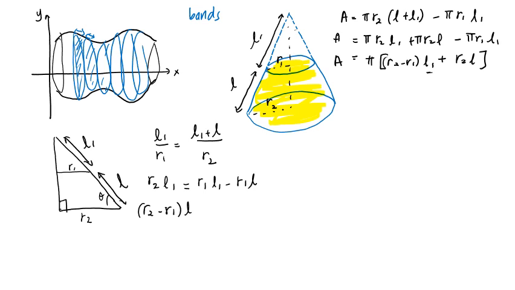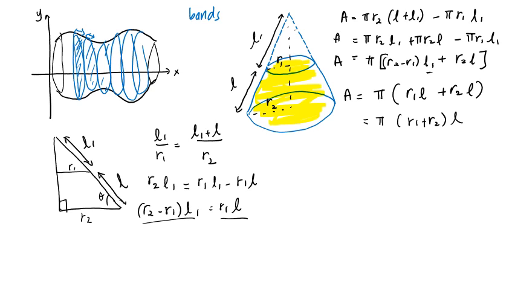So L1 equals R1 L over (R2 minus R1). I don't need to go into that detail, because I just need to replace this term into this formula. So let's do that. So A equals pi times (R1 L plus R2 L), which is equal to pi times (R1 plus R2) times L.